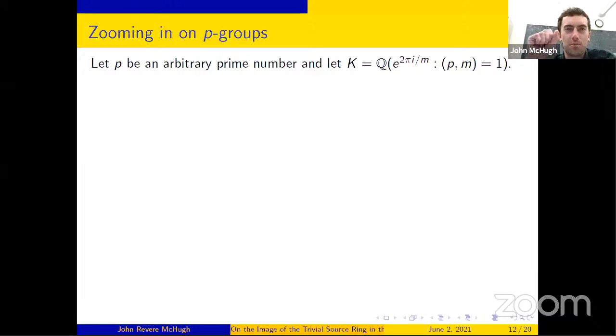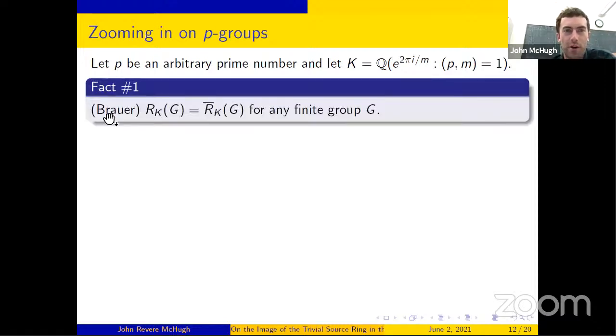All right, so since Q8 and Q16 seem to be playing an important role, it makes sense to zoom in on what's going on for P-groups. So again, P is an arbitrary prime number, and K is this special field Q adjoin the P-th roots of unity. Now here's some facts. Brauer proved that the virtual character ring R_K of G is equal to the ring of virtual characters that have values in K. So these two rings actually coincide. They don't always for an arbitrary field of characteristic 0, as we saw before, but for this field, they do, for any finite group G.